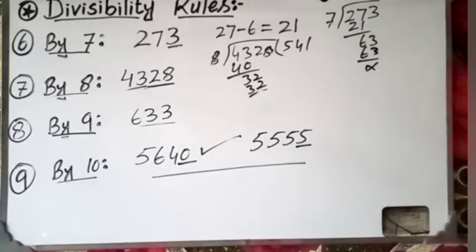To conclude all these divisibility rules quickly: for 2, 5 and 10, for 2 we need an even digit at the unit place, for 5 we need 0 or 5 at the unit place, and for 10 we need 0 at the unit place. For 3 and 9, the sum of its digits must be divisible by that number. If the sum of digits is divisible by 3, the number is divisible by 3, and if the sum of digits is divisible by 9, the number is divisible by 9. So these are the divisibility rules. This was our today's lesson.